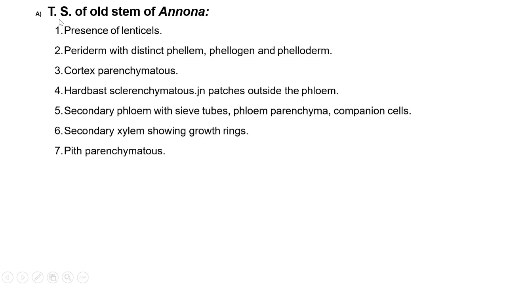Then we have to take transverse section of old stem of Annona. Annona in Marathi is called Sitaphal plant. Now after taking the section, in next step you have to observe the diagram. But before observation of diagram, let us see what are the characters present in Annona stem. Presence of lenticels. Lenticels are nothing but the small pores which are developed on epidermal system. Periderm with distinct phellem, phellogen and phelloderm.